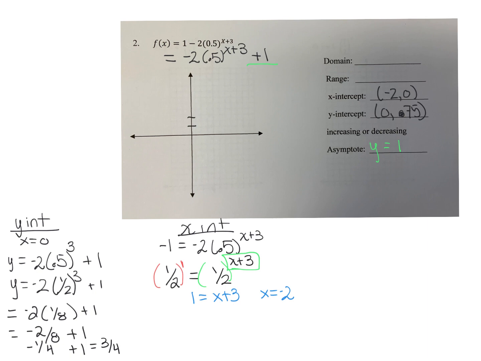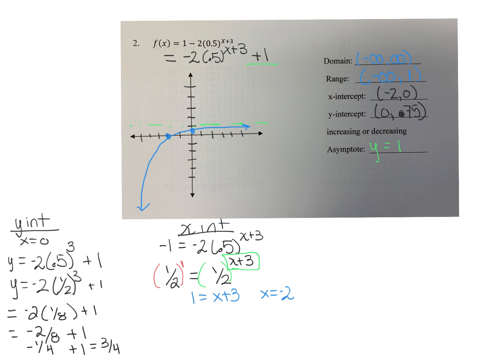Let's add your hash marks. Graph my asymptote first of y equals 1 right there. And let's see. My x-intercept is -2. My y-intercept is 0.75. So you guys can see that I'm going to be coming up this way and closer and closer. My domain is -infinity to infinity. My range is -infinity up to that 1.